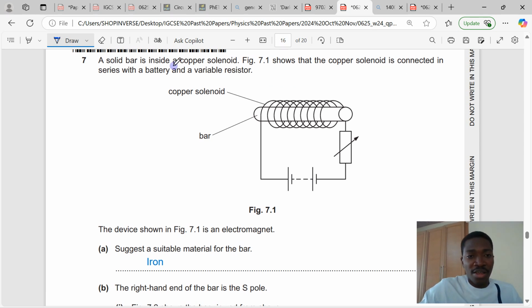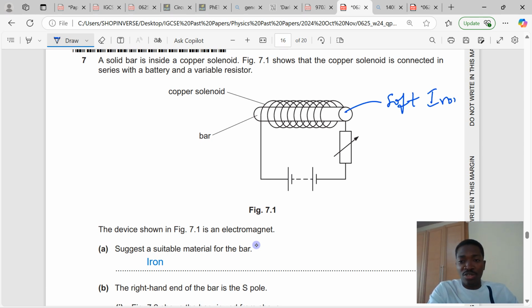A solid bar is inside a copper solenoid. Figure 7.1 shows that the copper solenoid is connected in series with a battery and a variable resistor. The device shown in figure 7.1 is an electromagnet. Suggest a suitable material for the bar. The bar must be soft iron.